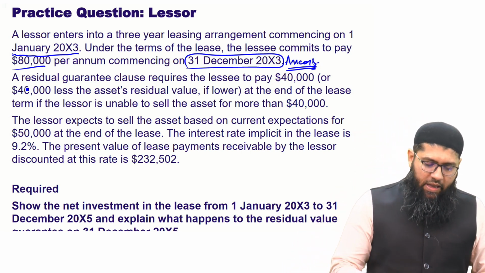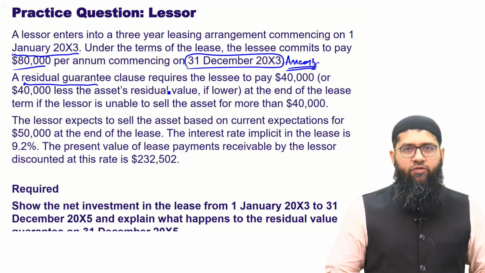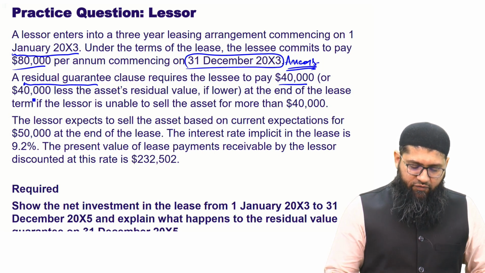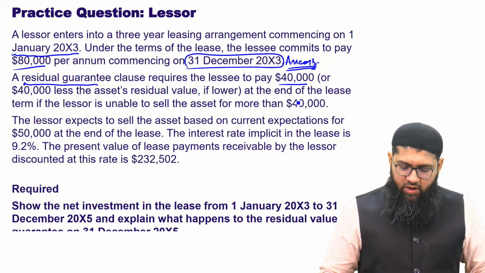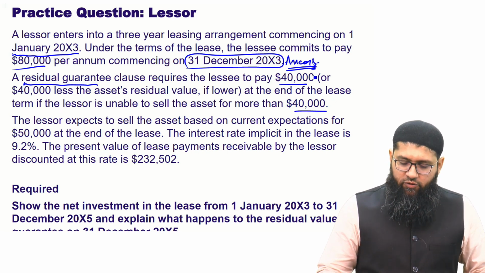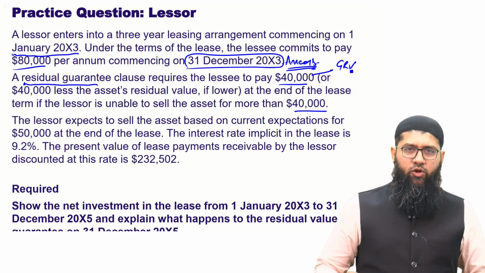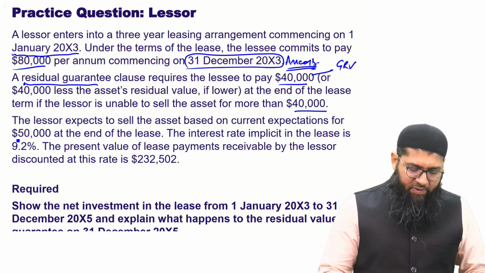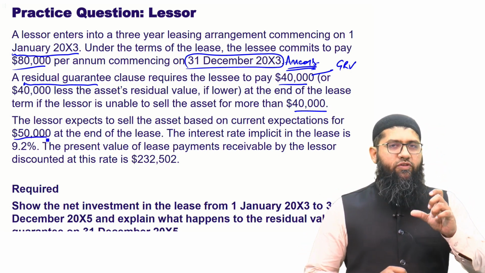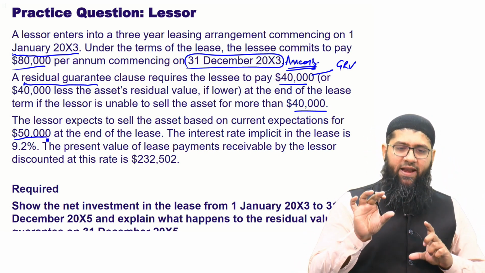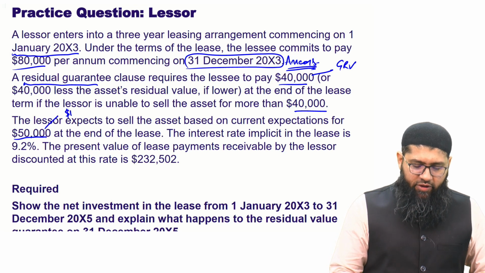Now, a residual guarantee clause requires the lessee to pay 40,000, or 40,000 less the asset residual value if lower, if at the end of the lease term the lessor is unable to sell the asset for 40,000. So this 40,000 is simply your guaranteed residual value. The lessor expects to sell the asset, based on current expectation, for 50,000. So 50,000 is the expected residual value and 40,000 is guaranteed. Generally speaking, this 10,000 is going to be unguaranteed residual value.